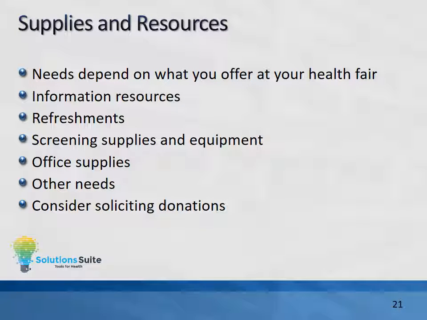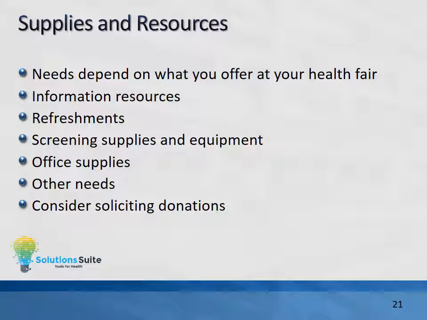A successful health fair requires adequate supplies and resources. As detailed in our guide, what you need to order depends on what you are planning to offer. Informational resources such as pamphlets about common health conditions or services provided by local clinics are an obvious need. You may choose to offer snacks, drinks, or a meal. Supplies and equipment for each screening station will be needed, which may include a refrigerator or internet access. Office supplies such as pens, clipboards, and staplers also are necessary. The supplies needed for each station are described in our guide, along with the general supplies you will need.